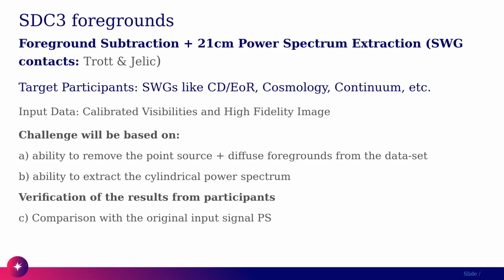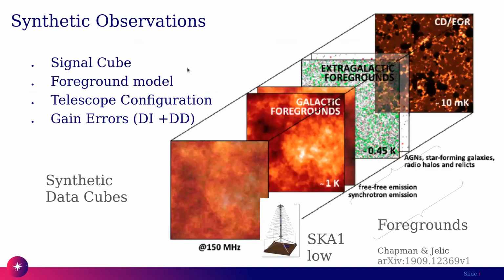Now the challenge will be, as I said, that we have to remove the foregrounds. You can use both, or you can use either of the data, the visibility or the image. And you have to properly remove the foregrounds, extract the cylindrical power spectrum and compare it with the original 21 centimeter power spectrum that is already there in the data. And Catherine Trott and Vibha Jelic are the main people behind that.